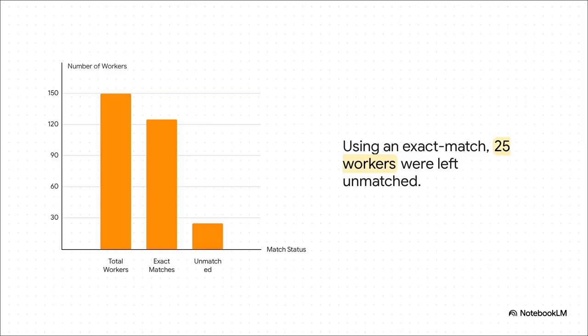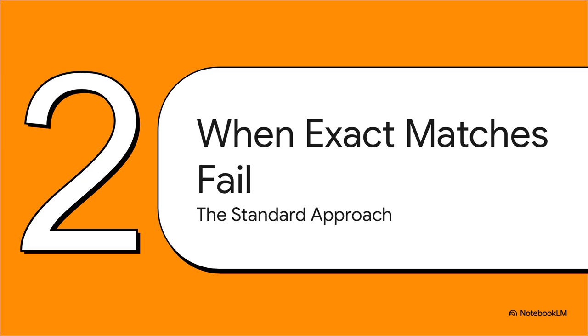So they give it a shot with a standard matching tool. And look at these results. Out of 150 workers, they successfully matched 125. Not bad, but that leaves 25 people completely unmatched. That is a huge chunk of missing data, all because of tiny little inconsistencies. And this leads us to the tool that most people would naturally reach for first, and more importantly, why it just isn't always up to the job.